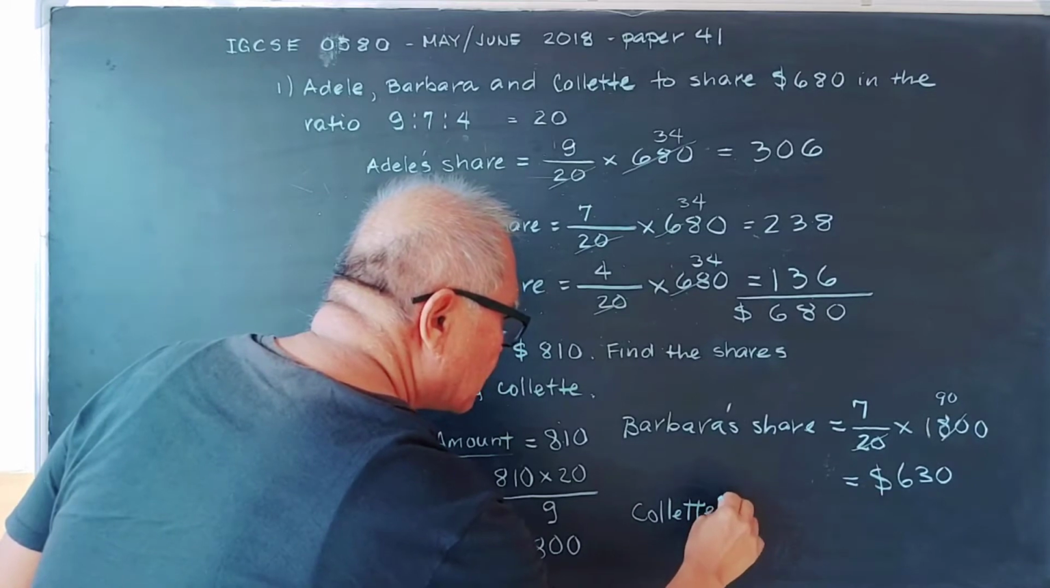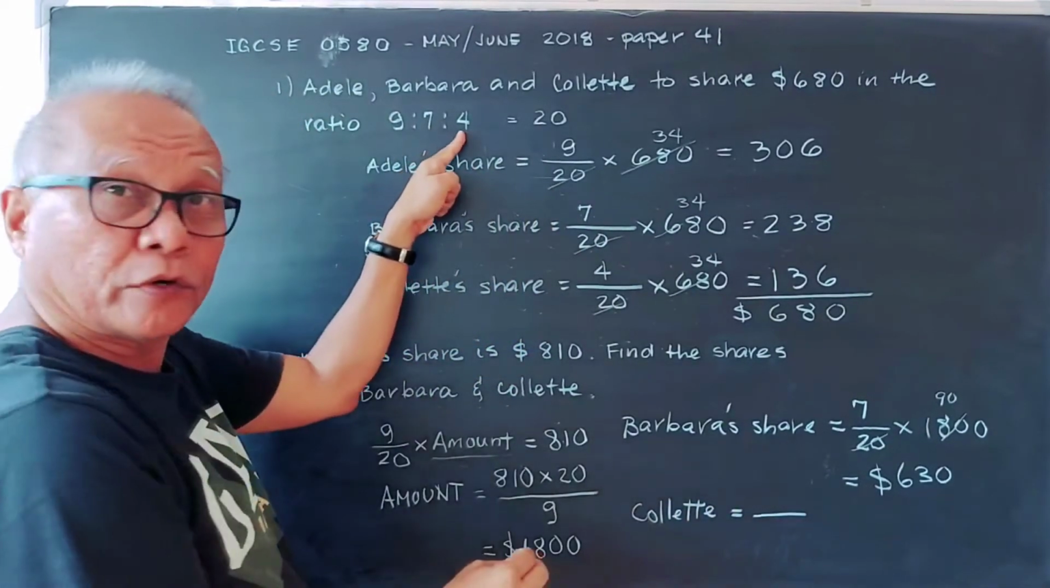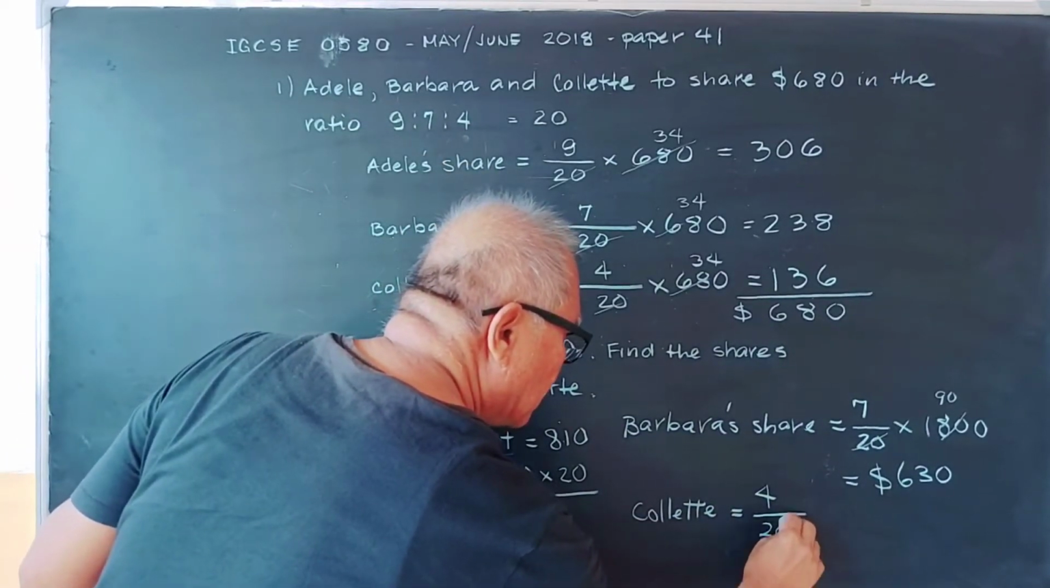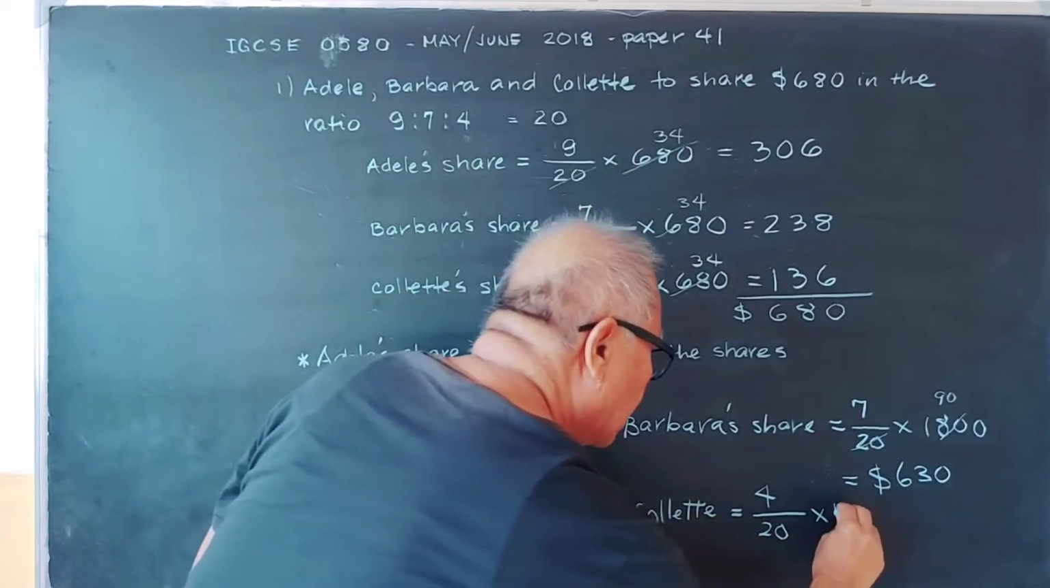For Colette's share, it is 4 out of the sum of the ratio, 20, times that 1,800.